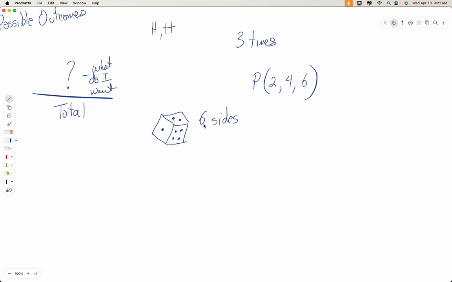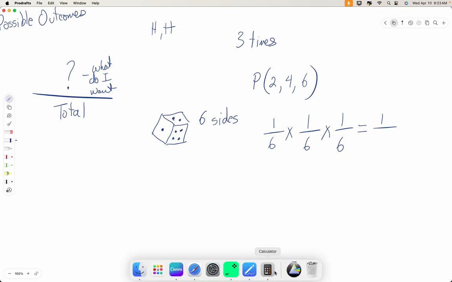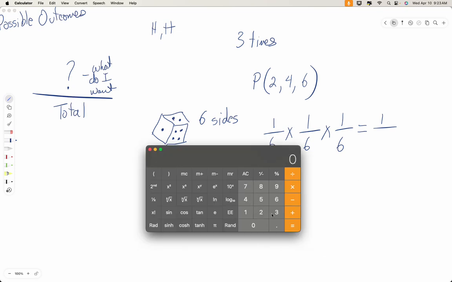So there's 6 sides. The 2 is only one of those 6 sides. The 4 is only one of those 6 sides. And the 6 is only one of those 6 sides. So the probability that it's going to land 2, 4, 6 is 1 out of 6 times 1 out of 6 times 1 out of 6. So that would be 1 over whatever 36 times 6 is. So 6 cubed, 216.